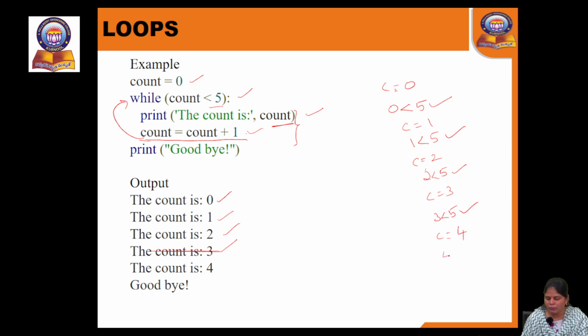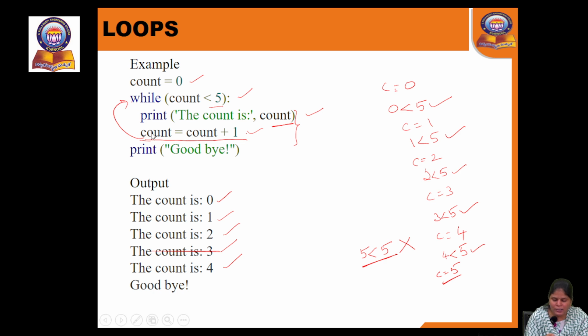So 4 will be checked with the condition 4 less than 5. As the condition is true, it goes and enters into the loop. The first statement will print the count is 4. And now it goes to the second statement where the count value will become 5. Again it will check the condition count less than 5, 5 less than 5. Now the condition is false, so it comes out of the loop.